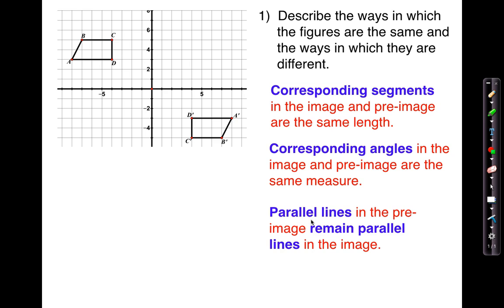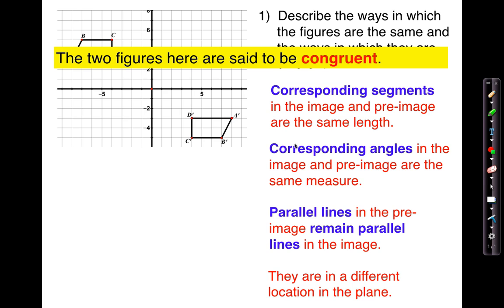And another thing is the lines that were originally parallel remain parallel even after the transformation. So these three main things you're going to notice is going to happen whenever we're looking at these types of rigid motion, which includes rotation, translations, and reflections. Now, what wasn't preserved was the orientation of it, basically its placement on the plane. It definitely moved to a different location.